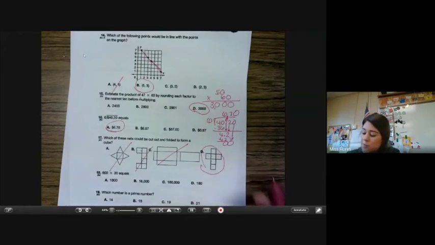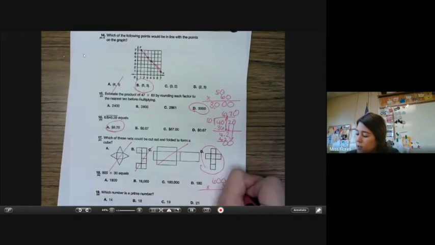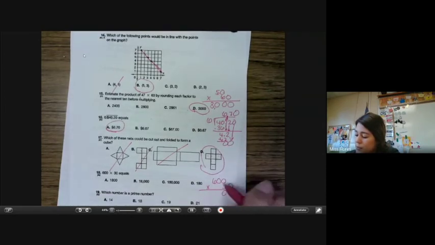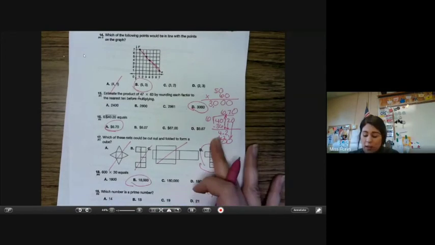18, 600 times 30. Again, we're going to hang out the 0. So the 0 comes down. 0 times 3 is 0. 0 times 3 is 0. And 6 times 3 is 18. So we get 18,000. So our answer is B.